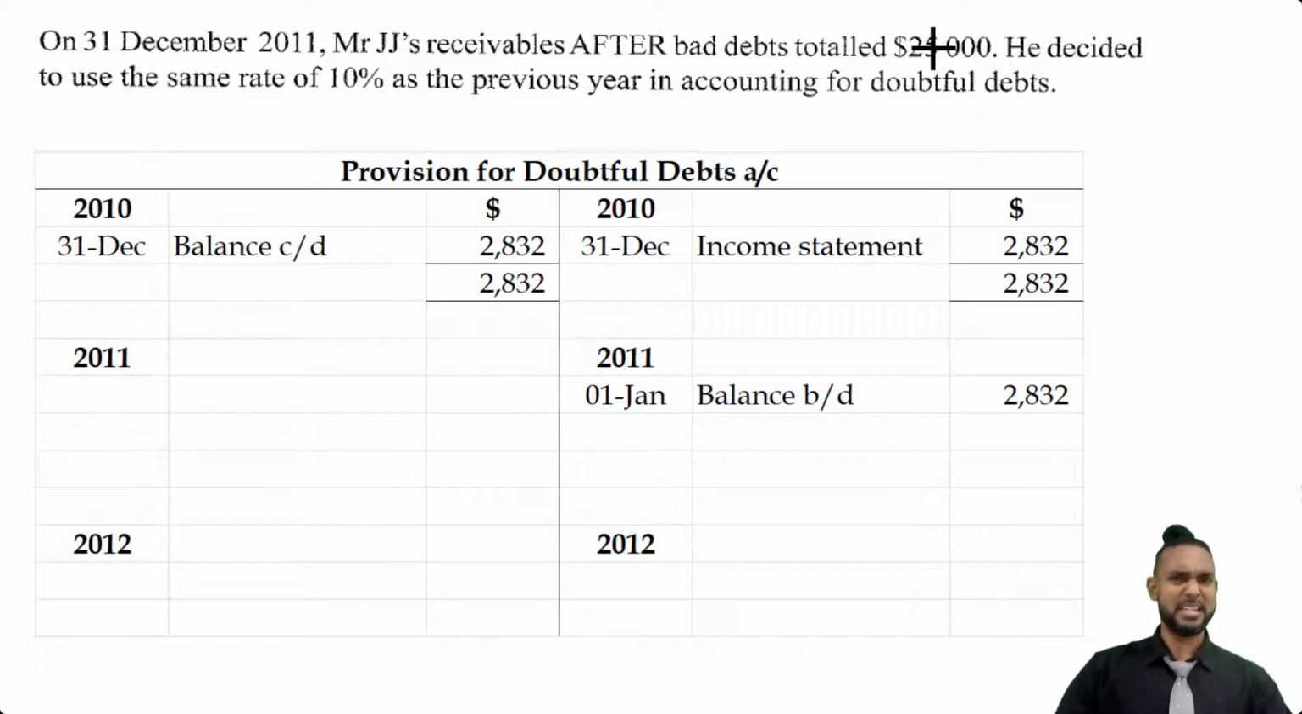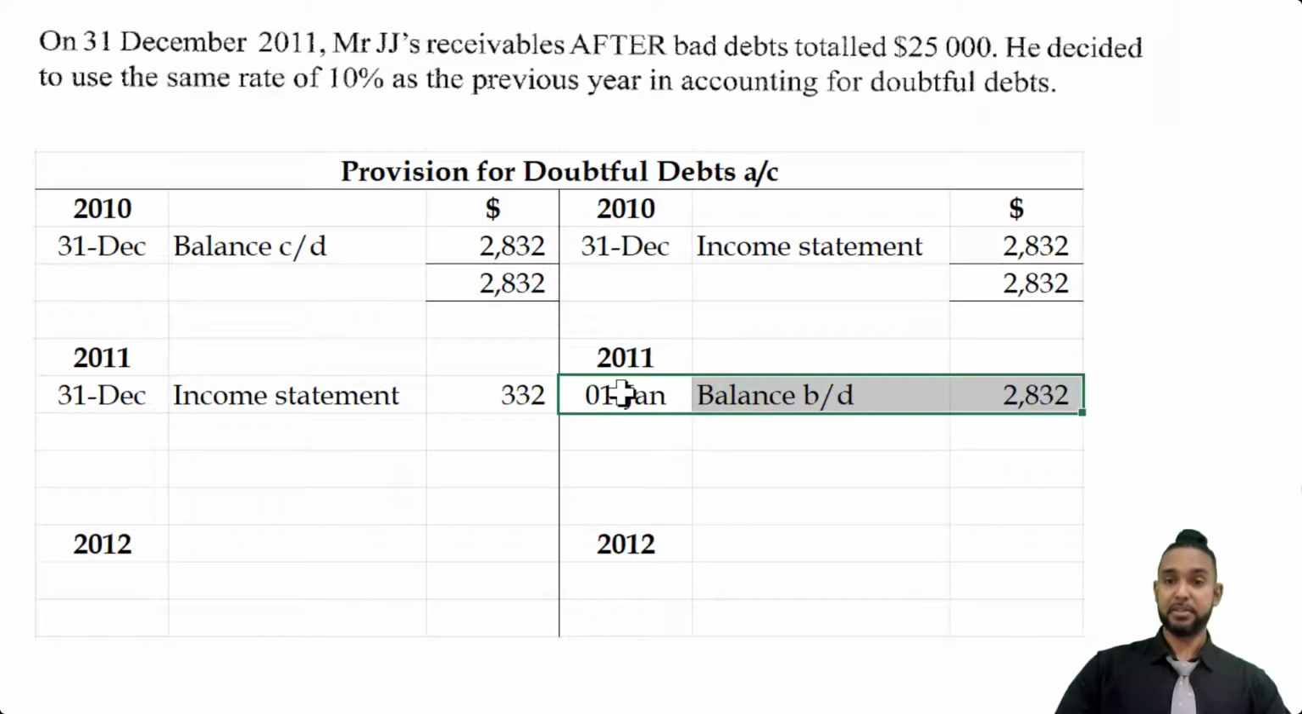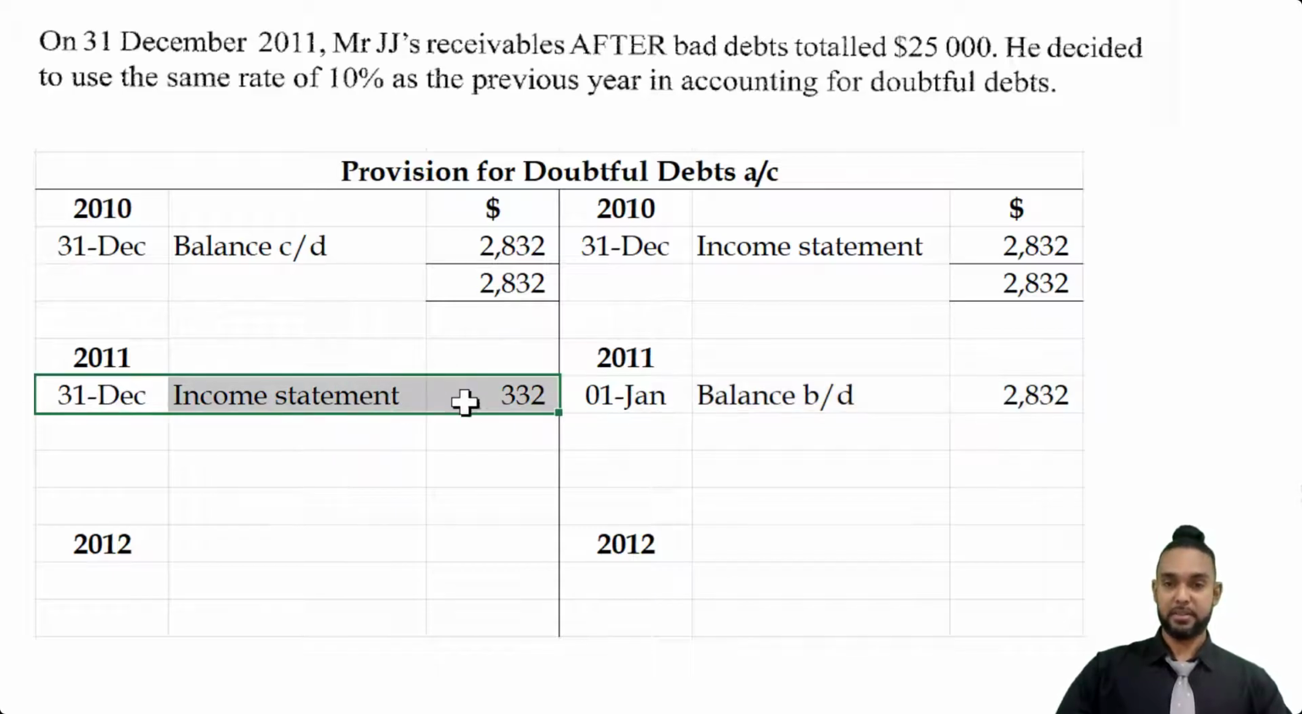But that's less than the existing provision of 2,832. My bad. So what that means is that the provision has to decrease. It has to decrease from 2,832 to 2,500. That's a decrease of $332, and we get that by taking 2,832 and subtracting 2,500. Now that's going to go on the debit side because the provision for doubtful debts has a credit balance, and to decrease an item that has a credit balance, you have to debit the account.